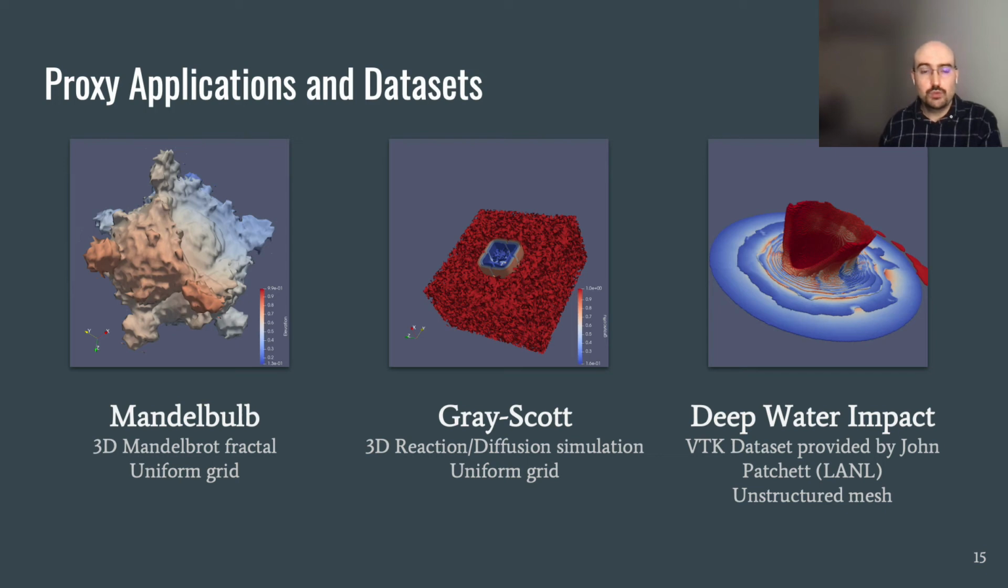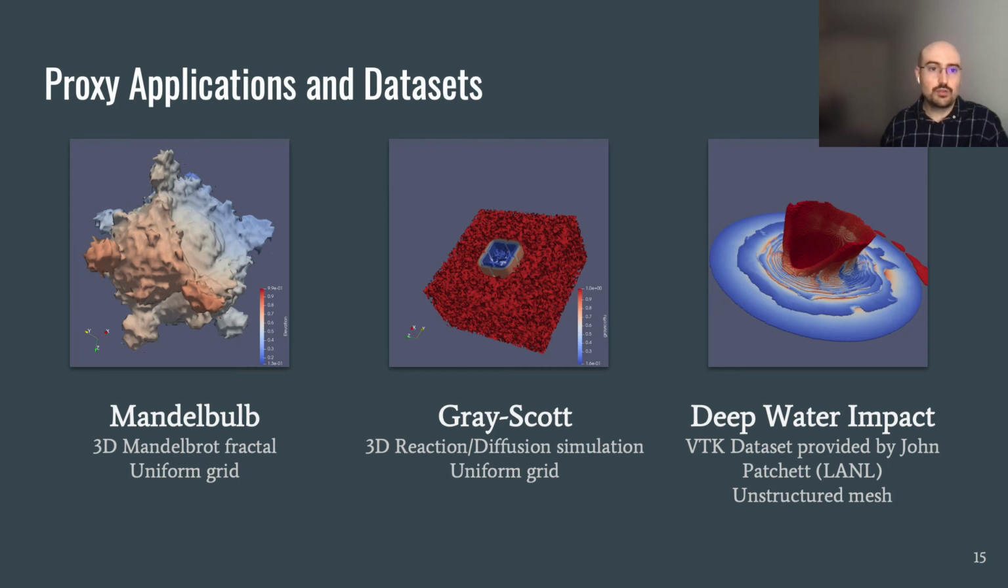Next, we use actual applications with data to render to evaluate Colza as a whole. We used a Mandelbrot application, which computes a 3D Mandelbrot fractal. We then used a Gray-Scott reaction diffusion simulation, and we used a deep water impact simulation that I talked about in the first slides. For the deep water impact simulation, we actually relied on data provided by John Patchett from Los Alamos in place of the actual simulation. And we wrote a proxy application that simply reloads this data and feeds it into Colza.